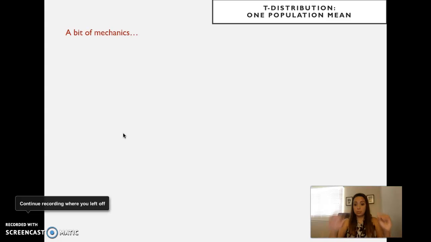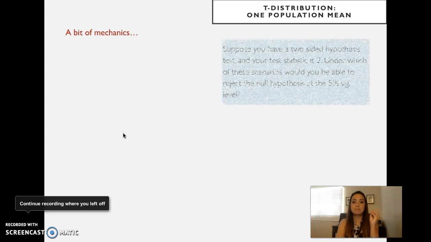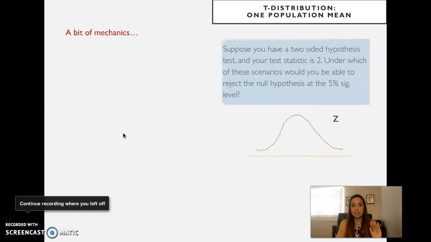So a bit of mechanics with illustration to visualize these rejection areas. Suppose you have a two-sided hypothesis test and your test statistic is 2. Under which of these scenarios would you be able to reject the null hypothesis at the 5% significance level?